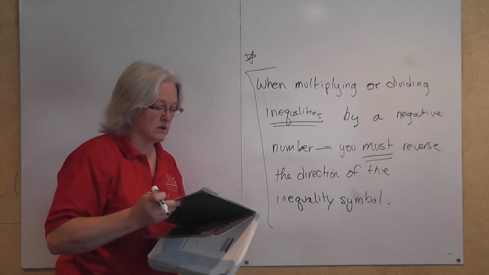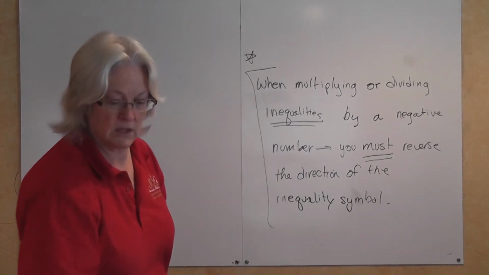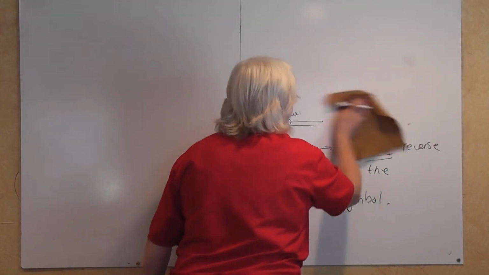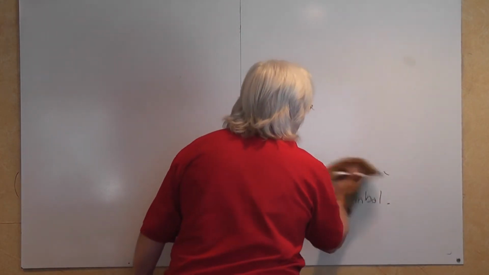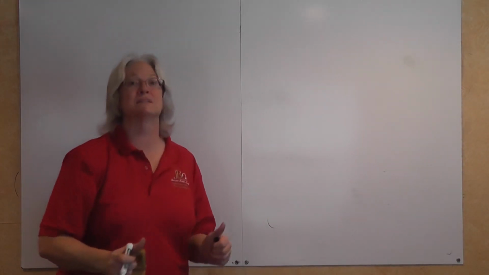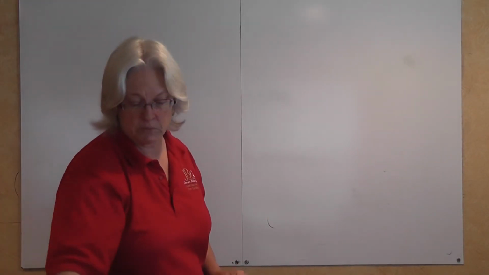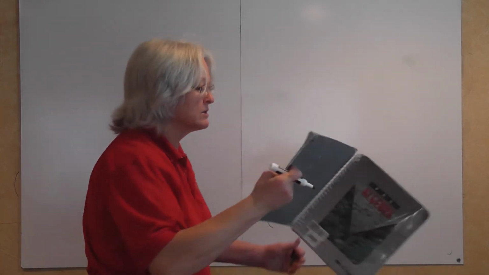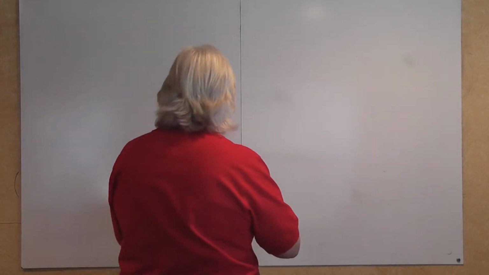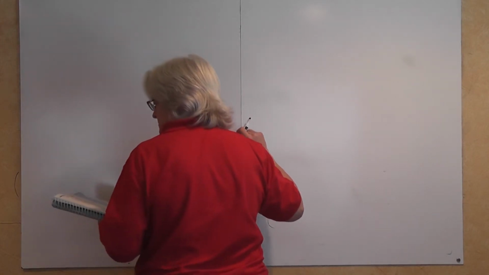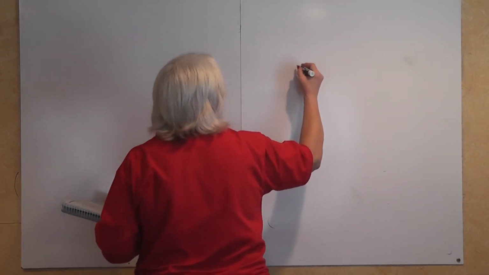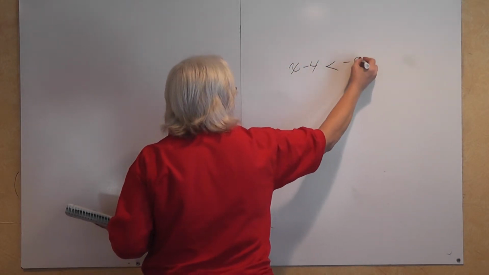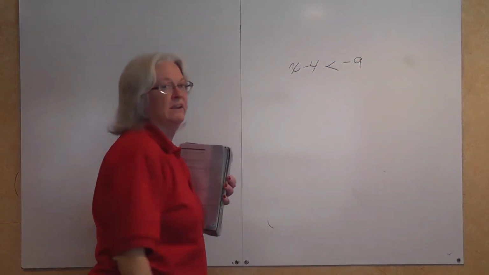It's when you multiply or divide by a negative number. Okay? Let's go ahead and solve a couple of these inequalities. And you'll see that you solve them just exactly like you solve equations, except when you multiply or divide by a negative number. For example, right here, x minus 4 is less than a negative 9.